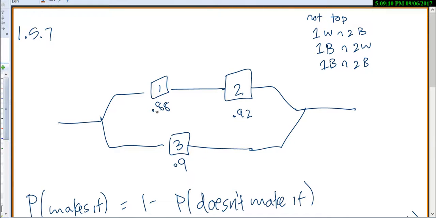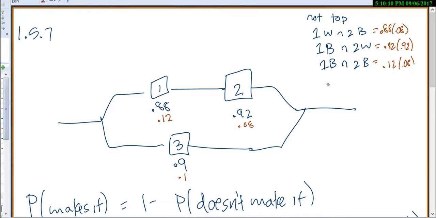So we have, working in blue, let's write the probability of each broken here. So 1 minus 0.8 is 0.2, 1 minus 0.92 is 0.08, and 1 minus 0.9 is 0.1. Okay, just so we have those. So 1 working and 2 broken would be 0.8 times 0.08. And 1 broken and 2 working would be 0.2 times 0.92. And 1 broken and 2 broken would be 0.2 and 0.08.